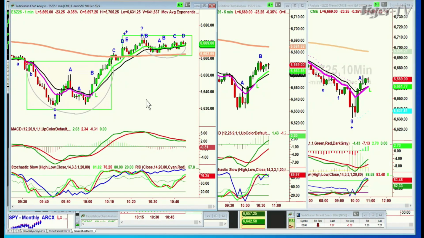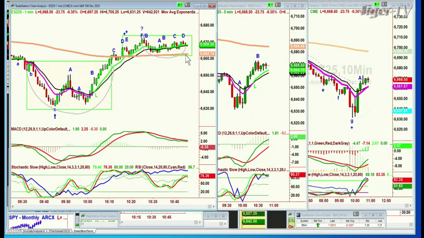There's nothing to do here. If you're in the position, hold it, put your stop in. At this point, I'll take a little bit off for insurance and just let it play out. The longer it goes, the greater the chances are that the 66, 62, 200-period exponential moving average is going to be tagged. That's the way I look at it.